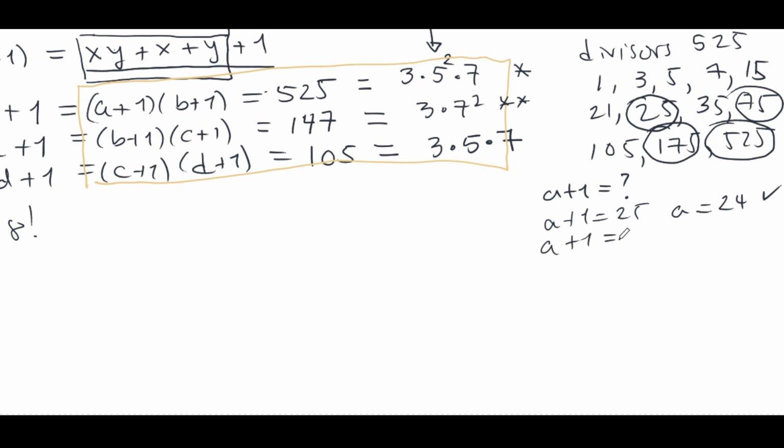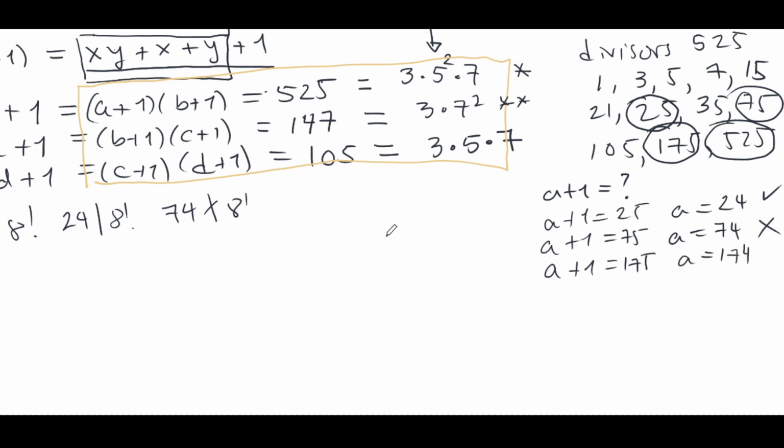A plus 1 is 75. This gives me a is 74. But this is not okay. 24 does divide 8 factorial, but 74 does not divide 8 factorial. Likewise, a plus 1 is 175. A is 174. No, this doesn't work either. 174 does not divide 8 factorial.